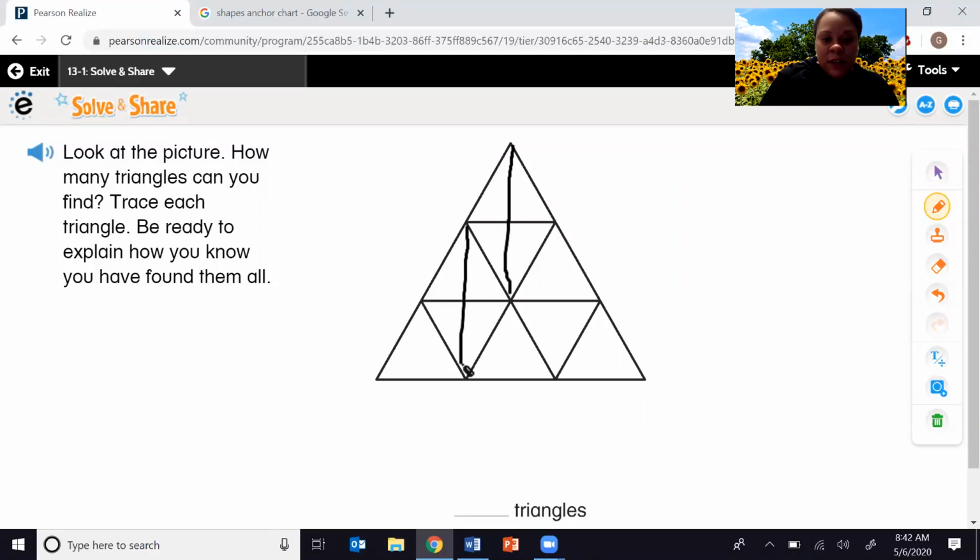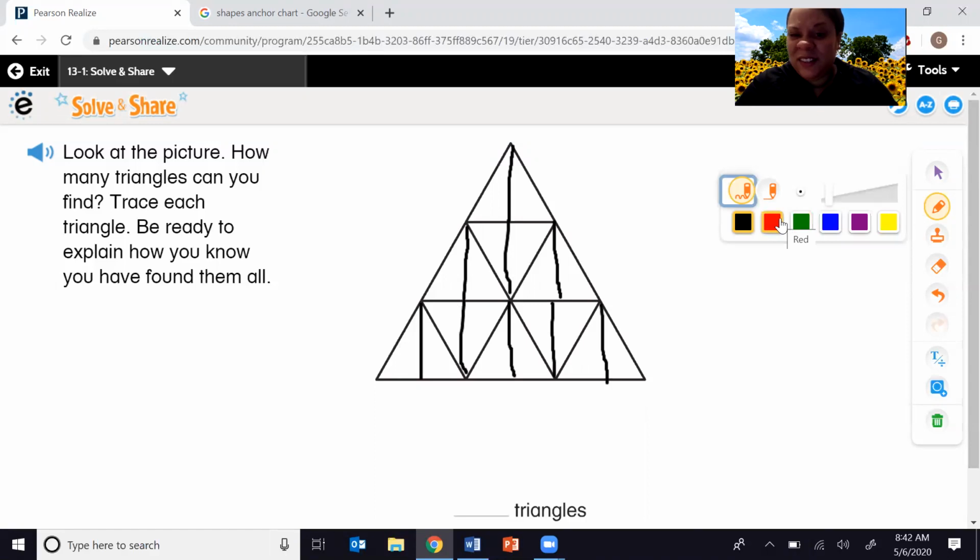Well, I'm splitting up the triangles into more triangles because a triangle is defined as a shape with 3 sides, 3 vertices, and 3 angles. Yes. So I found 1, 2, 3, 4, 5, 6, 7, 8, 9, 10, 11, 12, 13, 14, 15, 16, 17, 18. Now you guys are probably wondering, what?